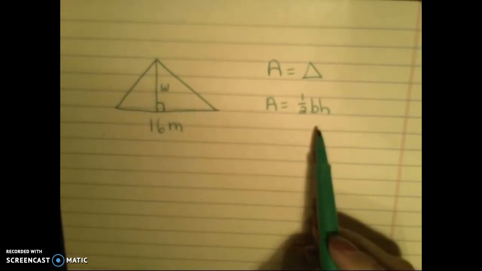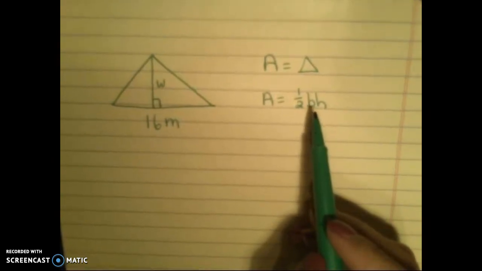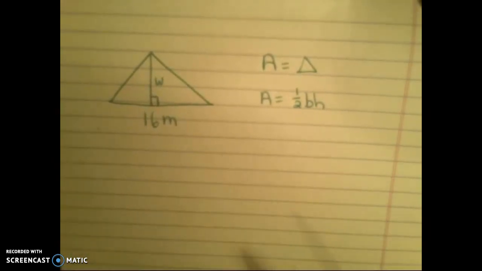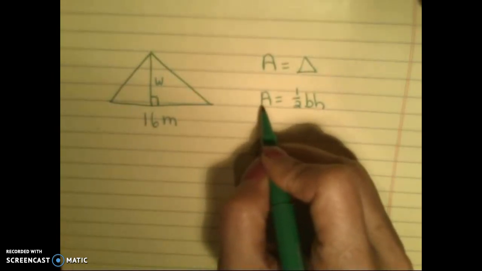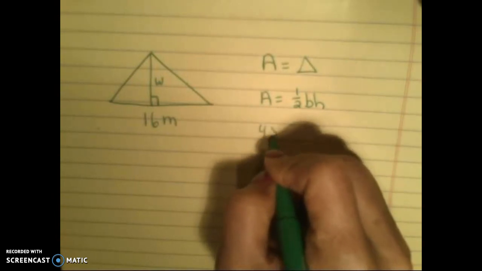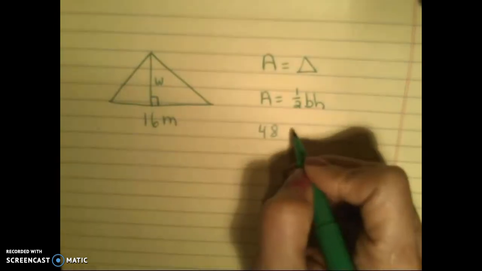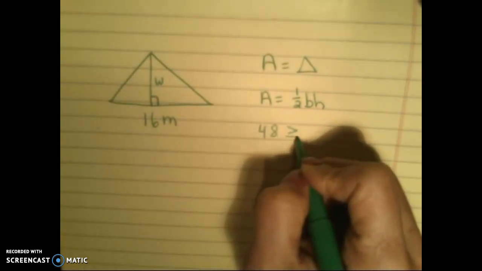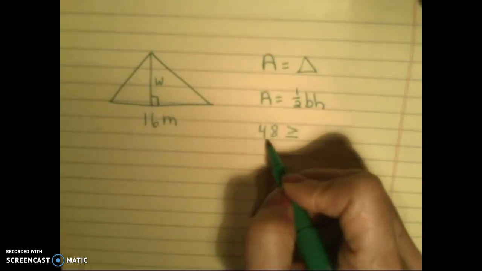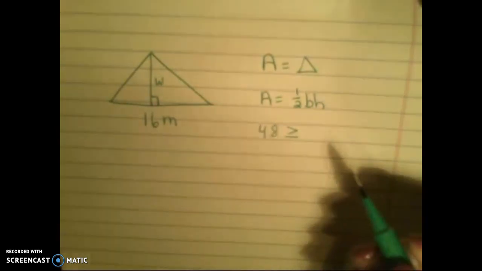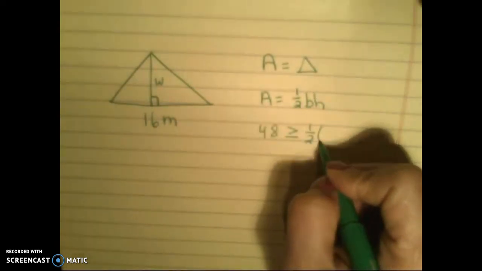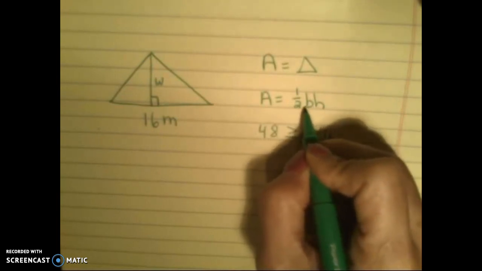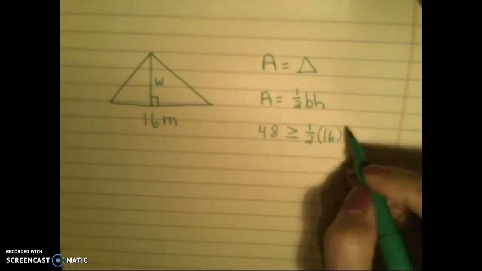This way it makes it a lot easier to start plugging into your formula and answering the question. They gave us that your area is no less than 48 square inches. So here's my area, it's 48. If it's no less than, that means it's actually greater than or equal to. It's not less than 48, so it's greater than or equal to. And then my half, my base is 16, so I'm going to multiply by 16 because you have to multiply half times base times height. And then my height is W.